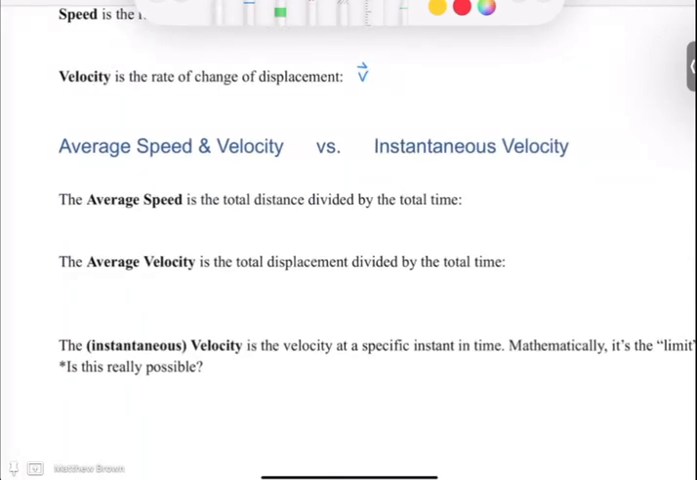Average speed and velocity versus instantaneous. So the average speed is the total distance divided by the total time, right? In other words, v just equals d over t. You could put this as delta d over delta t if you want, but usually we're just adding up, like we did in the last problem, all the segments or whatever to get the total distance and then dividing by the total time.